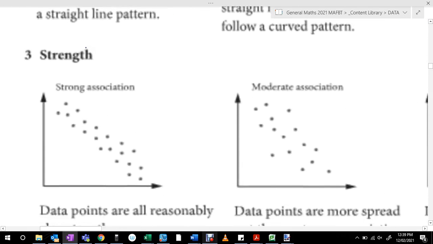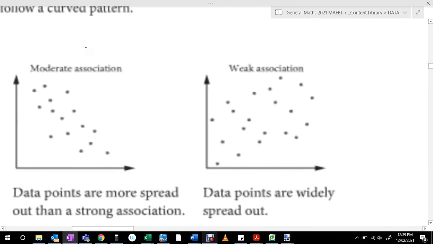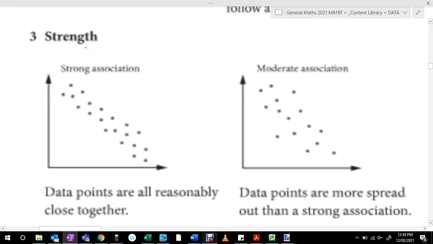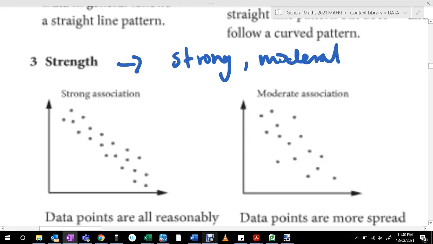Okay. Last one is strength. Now, you probably saw this back in year 10. Strength talks about how together the dots are, how closely compacted they are. The more compacted they are, the stronger it is. And you've got three options for strength: strong, moderate, or weak.